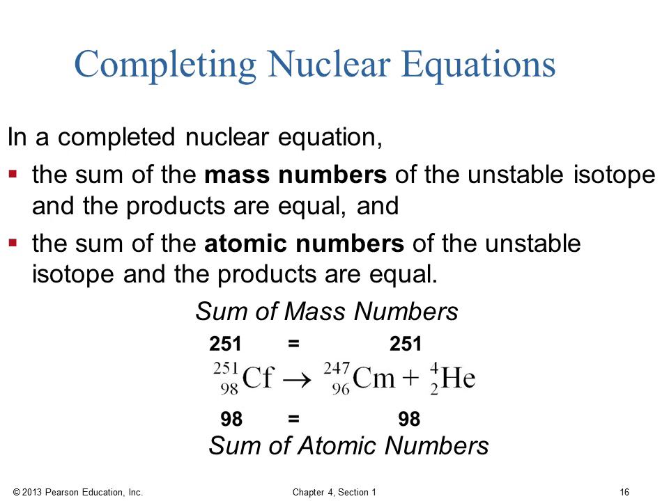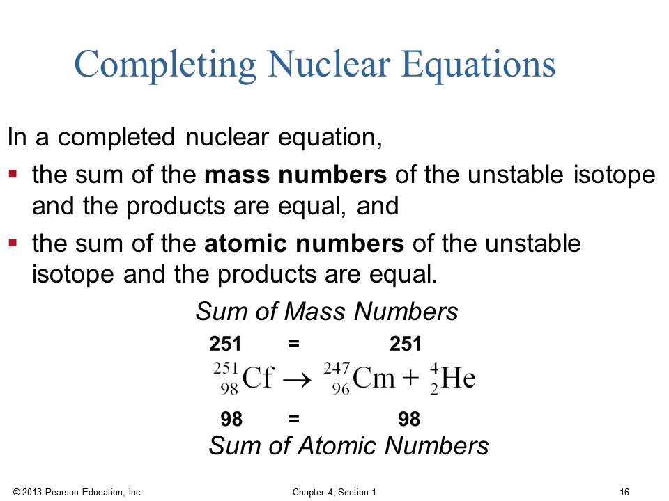The same thing is done with the atomic numbers. Californium has an atomic number of 98. Curium has an atomic number of 96, and the alpha particle has an atomic number of 2. So when we add up the atomic numbers of curium, 96, and the alpha particle, 2, we get 98. And so the left side and the right side both have atomic numbers summing up to 98.